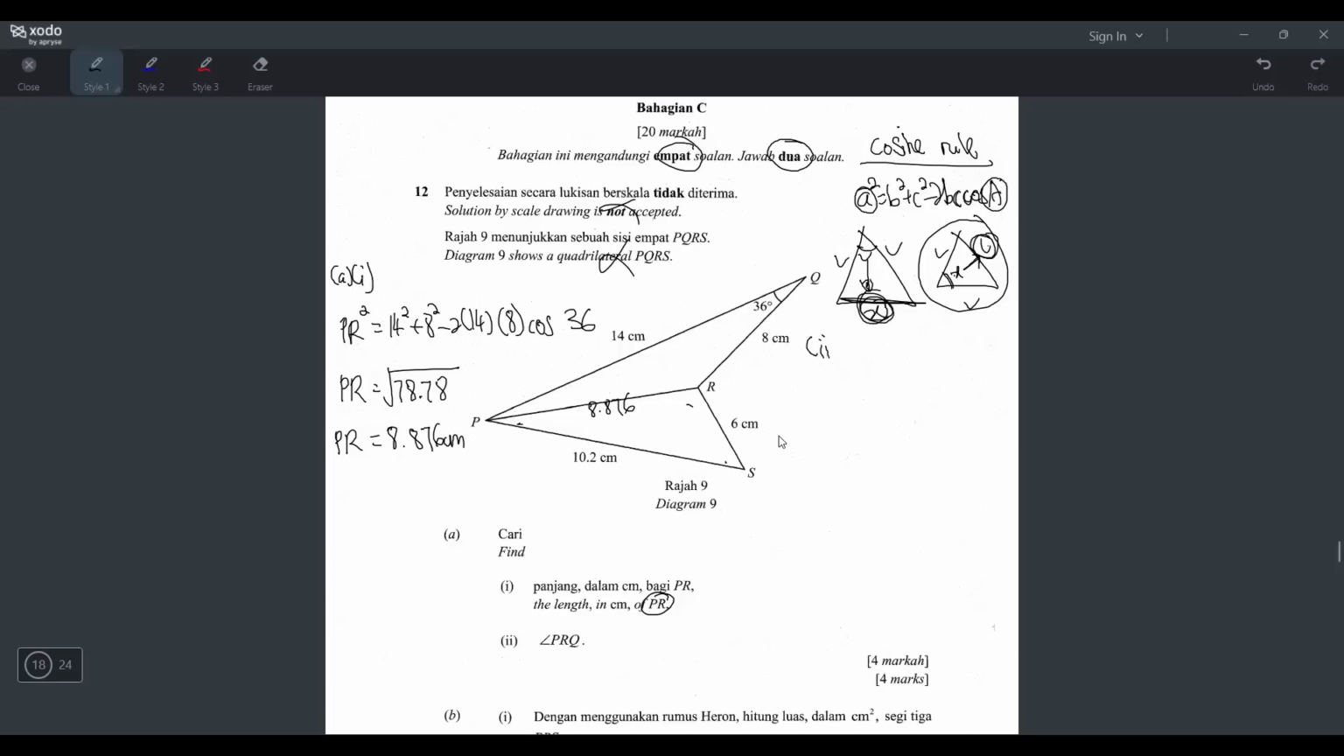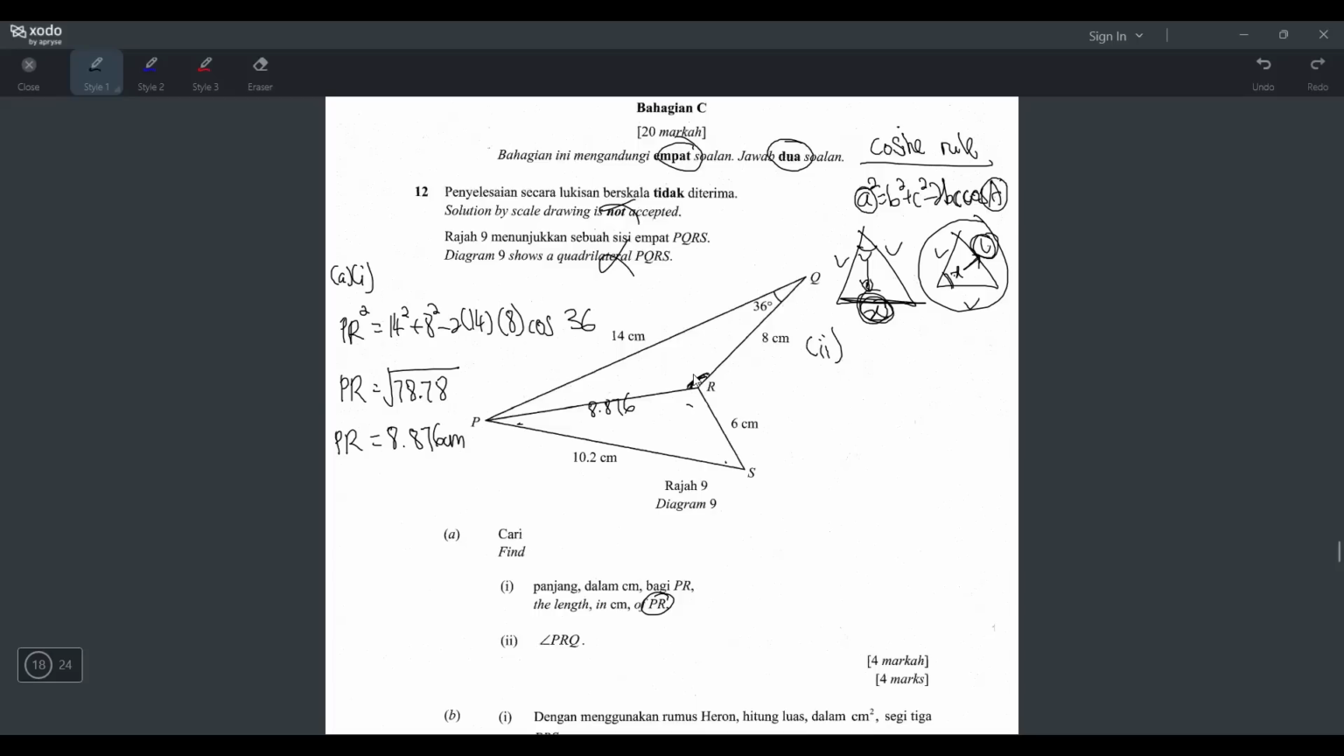Number 2, dia nak cari angle PRQ. Okay, PRQ, we don't need to use the triangle bawah. PRQ is here. So if PRQ is here, we use triangle atas lah. And for this triangle atas, you can use cosine rule to do it. But it would be much easier if you use the sine rule.